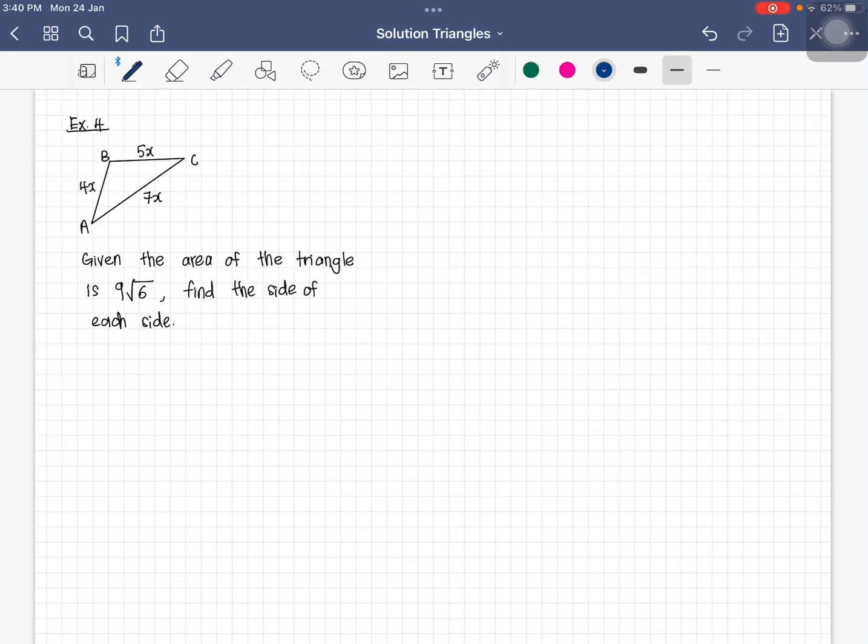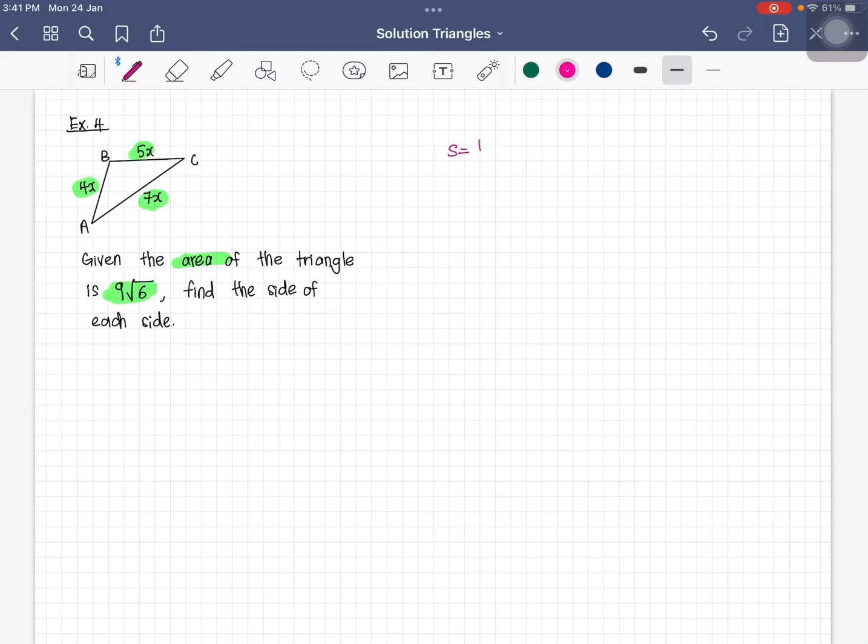Suppose we have this. Given the area of the triangle is 9 square root 6, find the length of each side, meaning to say that we have to find 4x, 5x and 7x. We already have the area. Since we have the area and we have the lengths of all sides, we have to use Heron's formula. In this case, Heron's formula is in terms of x.